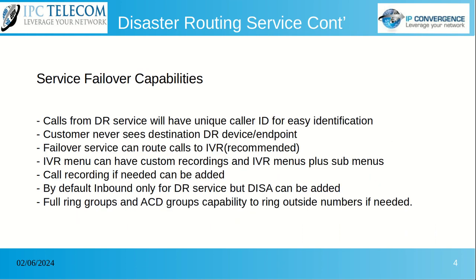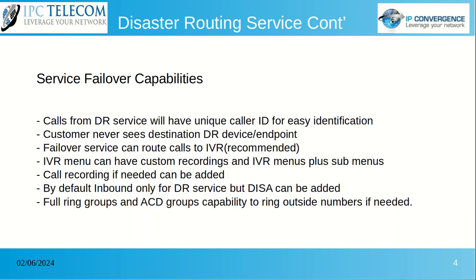Some of the capabilities you have with the failover and disaster routing services, you can have unique caller IDs coming out to your endpoint so they know, for example, if you have your receptionist's cell phone, she's answering calls, she can get a specific DID that tells her, oh, we may be down, I need to answer this as a business call. The customer will never see the destination's true caller ID, so there's no worry for that receptionist, once again, her personal cell phone being displayed to the end customer.